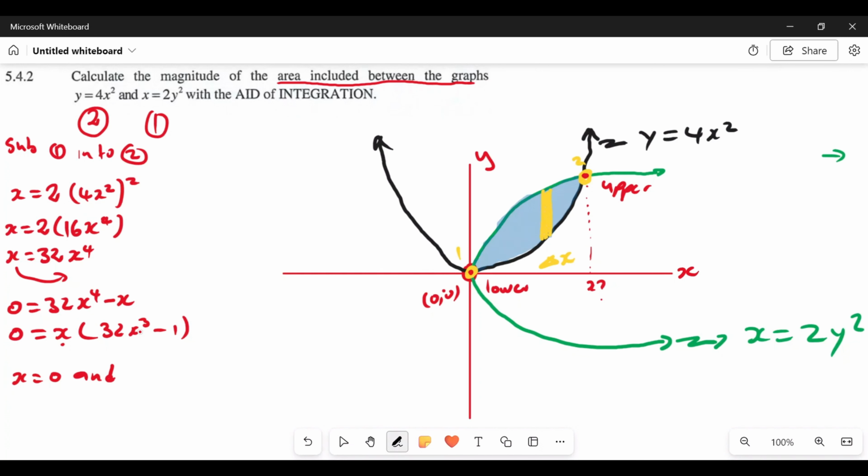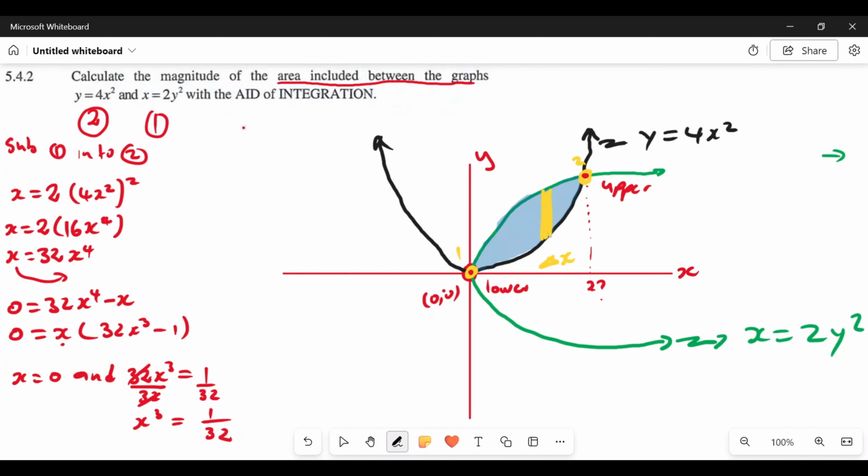And now inside the bracket we can transpose this -1 to the other side. We can say 32x cubed is equal to 1, because we transposed this 1 to the other side. Now we need to solve for x on this one. We can divide by 32 throughout, and then we have x cubed equals 1 over 32, because 32 divided by 32 leaves us with x cubed. Now we need to get rid of this x cubed.